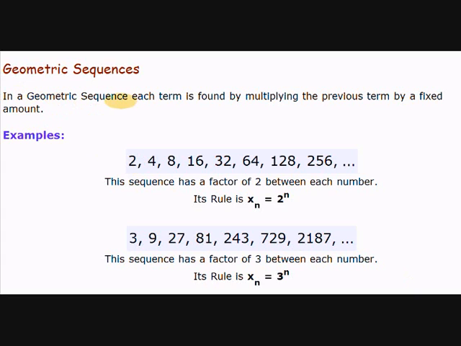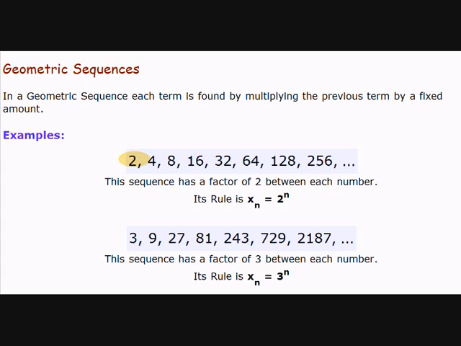A geometric sequence: each term is found by multiplying the previous term by a fixed amount. Let us take an example here: 2, 4, 8, 16, 32, 64, etc. This sequence has a factor of 2 between each number. For example, we can see two ways.